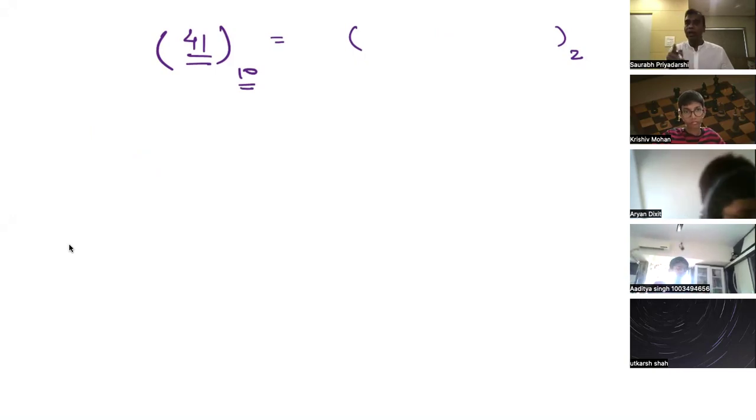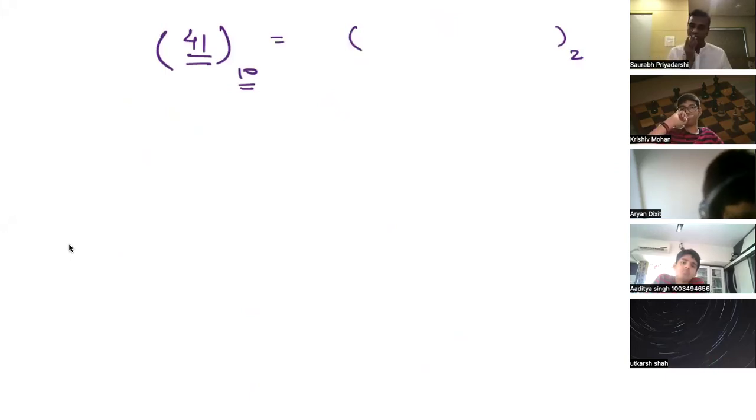If the number is given as 41, I have to write it with the base 10. So when we write 41 with the suffix 10, it means this number is 41 with base 10. I hope you all know how to convert base 10 to base 2. Usually you can write this as base 1 also, but we are not able to write numbers in base 0.